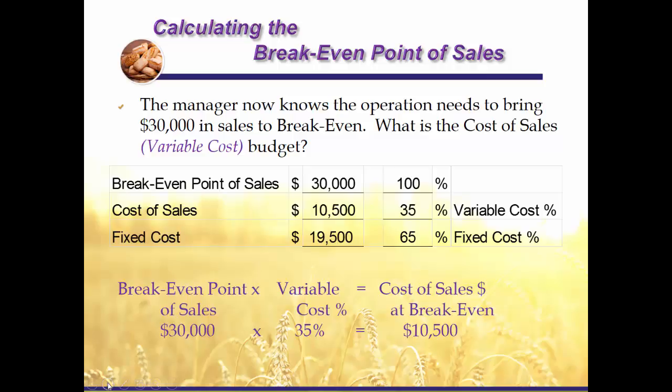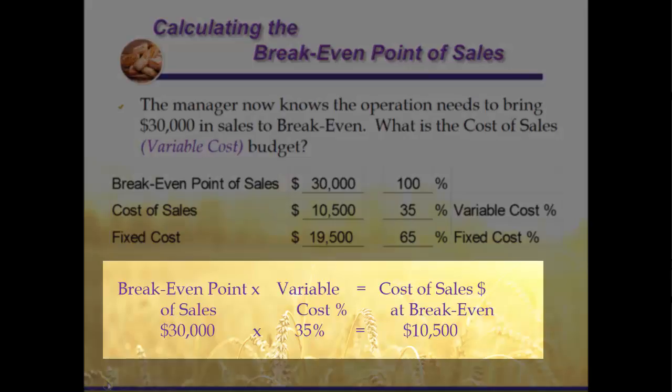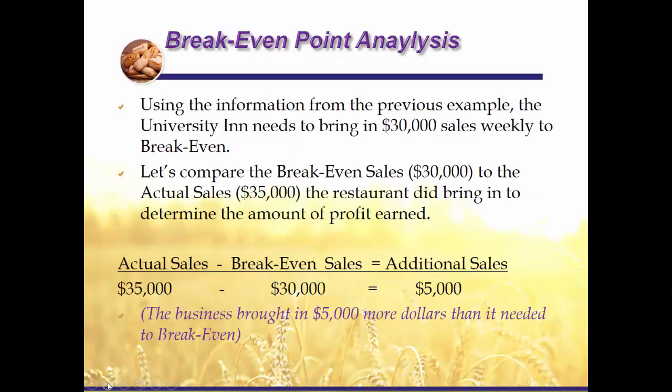What's the cost of sales? Our variable cost budget. Our break-even point times our variable cost equals the cost of sales. So 30,000 times our variable cost at 35% gives us $10,500.